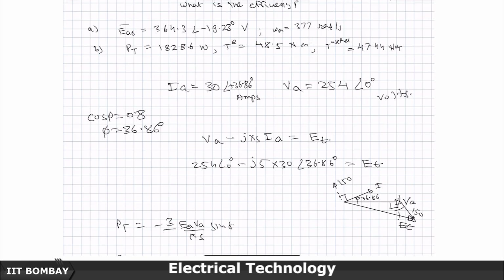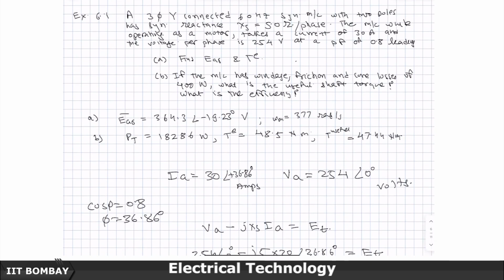But this 48.5 Newton meter is not available. Why? Because look at the part B. So this is TE, which is actually for an ideal machine, frictionless, no other losses, so on and so forth. Whole of this TE would have been available for doing the mechanical work. So we have found this and this, but then in part B, what is being said is that the machine has windage, friction and core losses of 400 watts. So windage losses, friction losses and core losses.